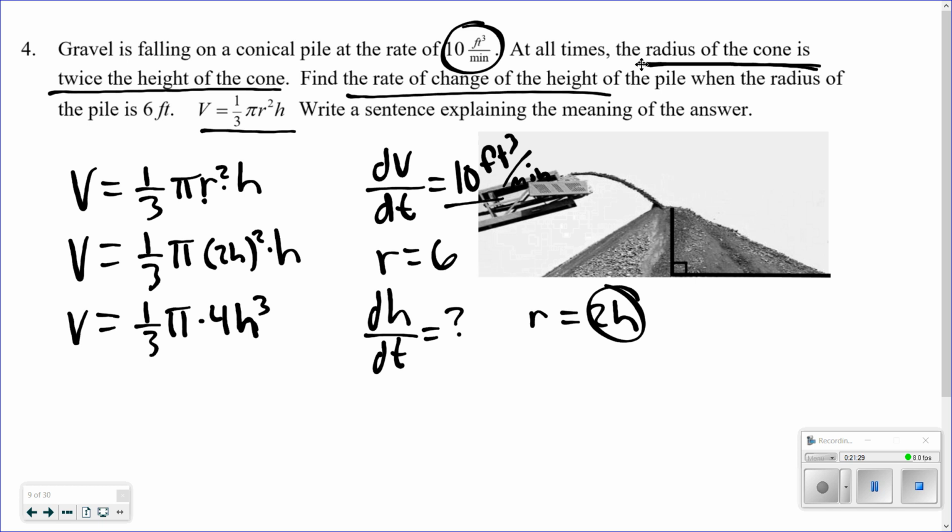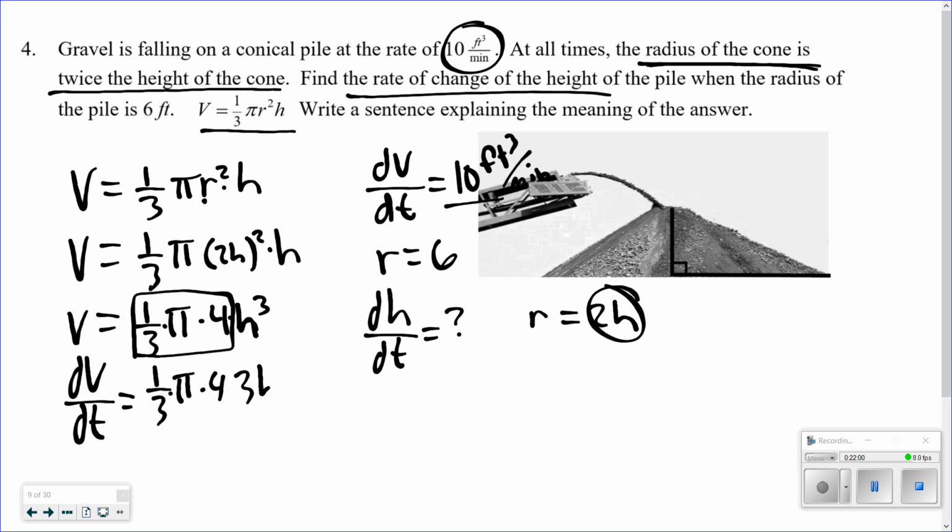Now I can take the derivative. This is a little confusing, but remember this. The derivative of V would be dV/dt. Over here, 1/3 times pi times 4, all those multiplied together is just a constant. So that's a scalar multiple. 1/3 times pi times 4 is going to stay exactly the same. It's going to be 1/3 times pi times 4 times, and now just take the derivative of h cubed. That would be 3h squared dh/dt.